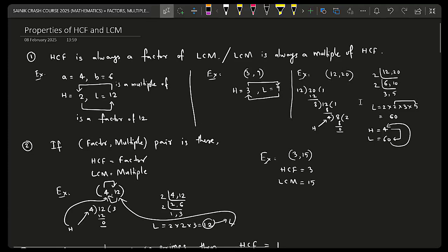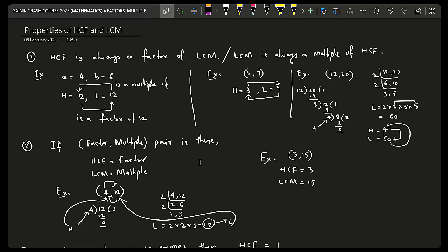I think you are asking the second property also. Okay, listen to the second one. If a factor-multiple pair is there, what do you mean by a factor-multiple pair? There are two numbers. One number is the factor of another number, and the other number is the multiple of the first number. For example, 4 and 12. Is 4 a factor of 12?